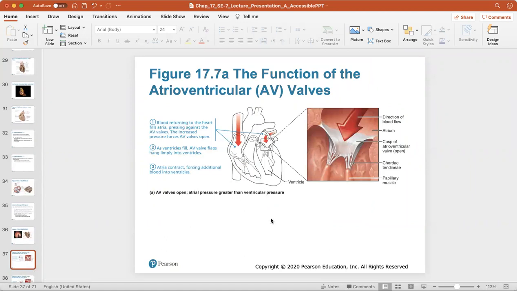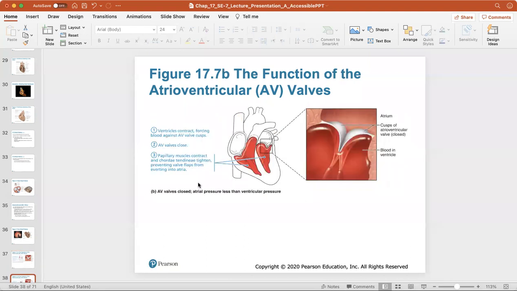So blood will return to the heart and that fills up the atria. This presses against your AV valves and this increased pressure forces your AV valves open. So blood will flow kind of naturally into the ventricles from the atria. And as the ventricles fill, the AV valve flaps will hang limply into the ventricles. And then when the atria contract, which will be one of the phases in the cardiac cycle, this contraction will force additional blood into the ventricles.